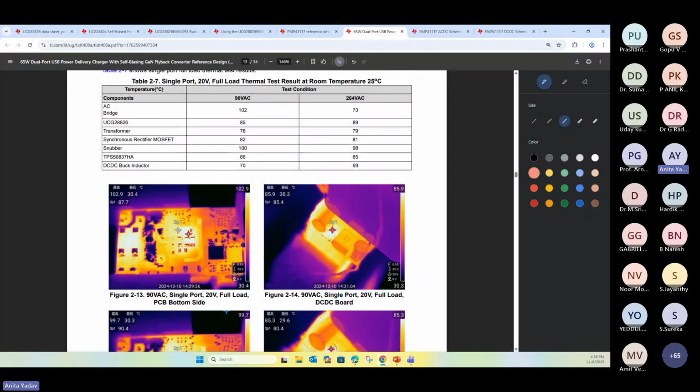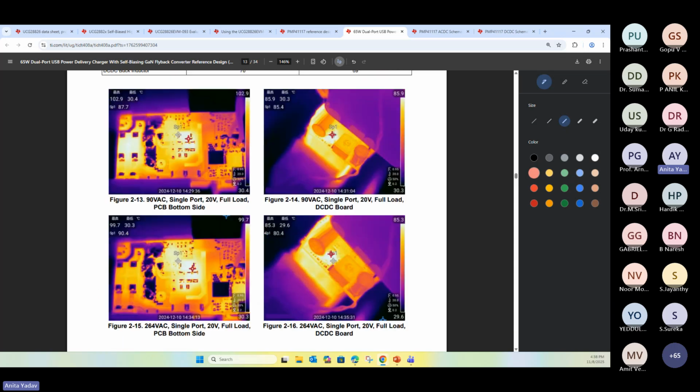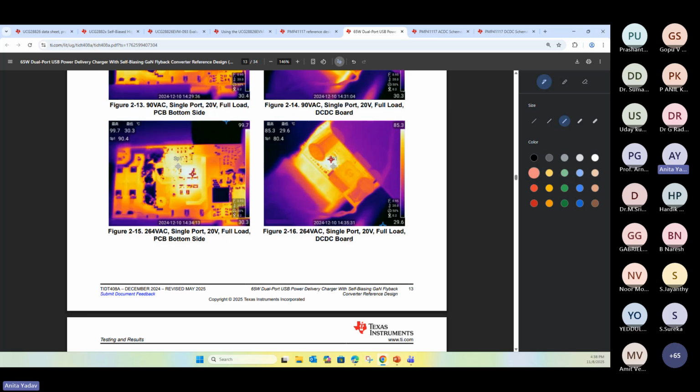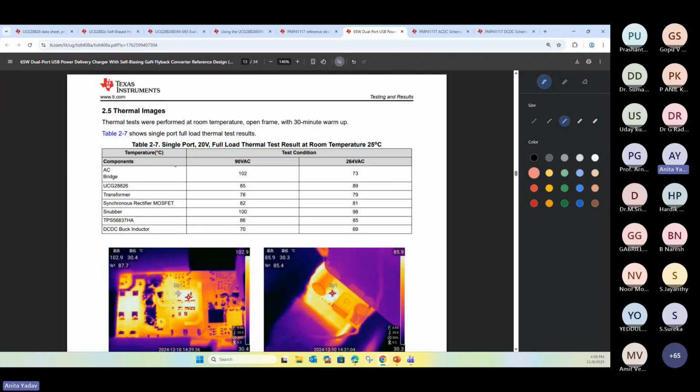Then at worst condition, different line, low line, high line, we look at the critical components on the board, the components which are giving you the highest temperature. This measurement is taken using the thermal camera. You can see the temperature on each component, and accordingly the low line and high line temperature is mentioned. If I particularly highlight the device, we can see that at low line it reaches a max temperature of 85 degrees Celsius, and at high line it goes to 89 degrees Celsius.